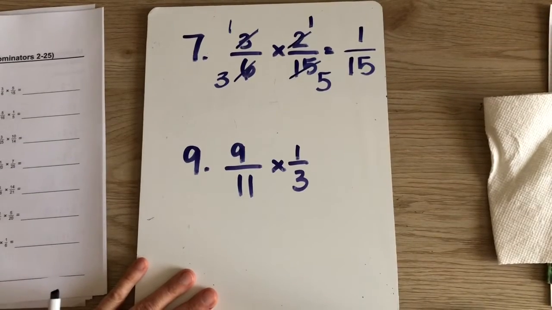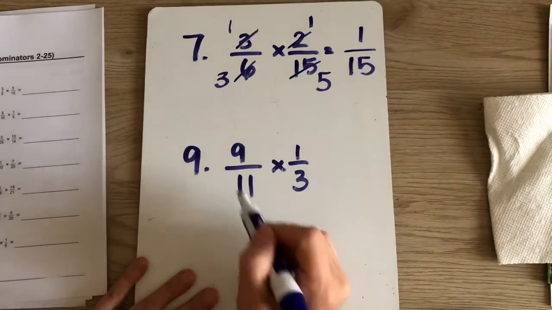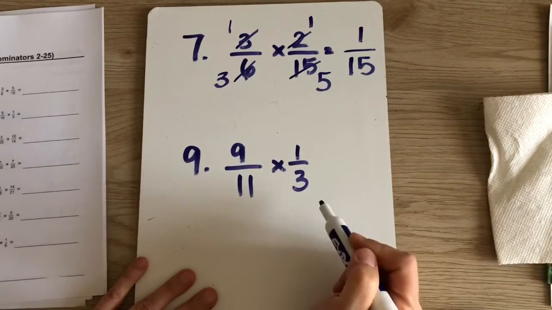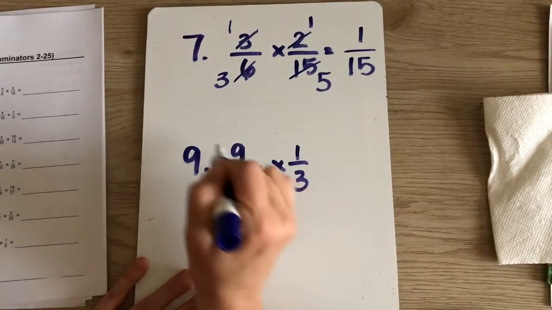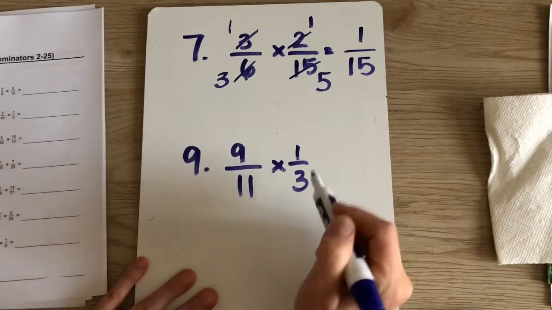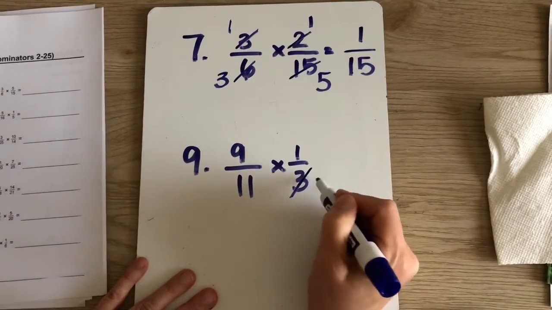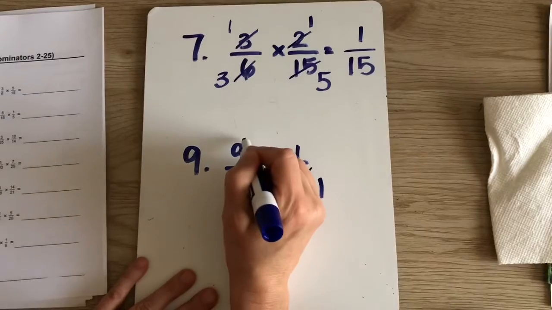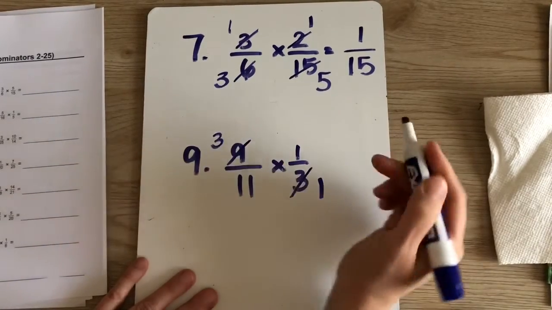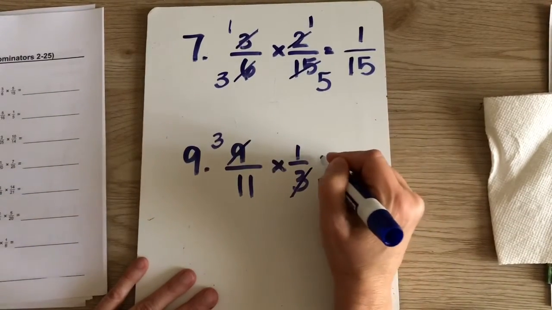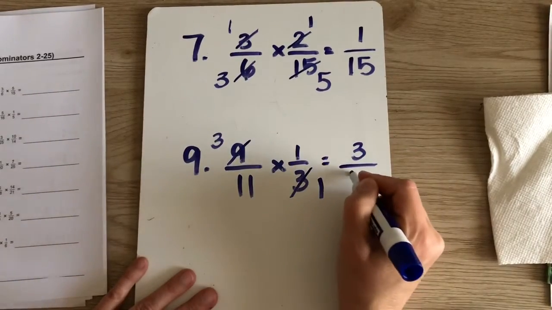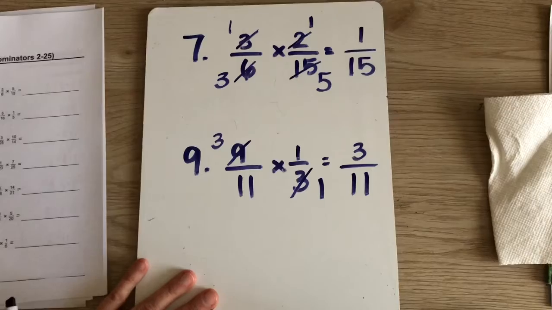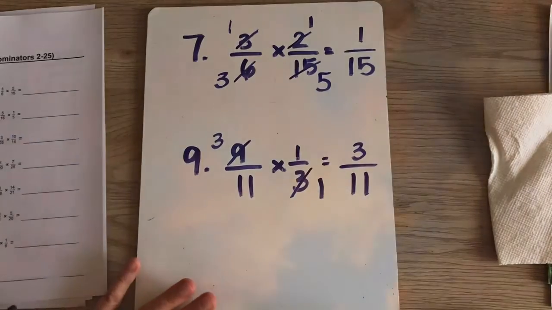Okay, and then for 9, we have 9/11 times 1/3. I can't do anything with the 1 and the 11, but I can do something with the 3 and the 9. 3 divides into 3 one time, and 3 divides into 9 3 times, and then I multiply across the top and multiply across the bottom. And that's all you have to do.